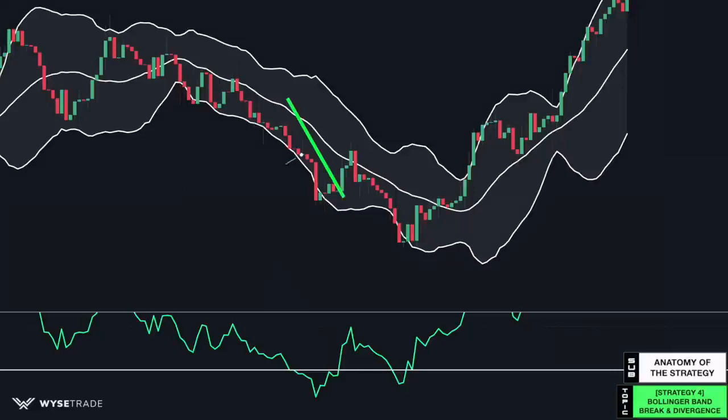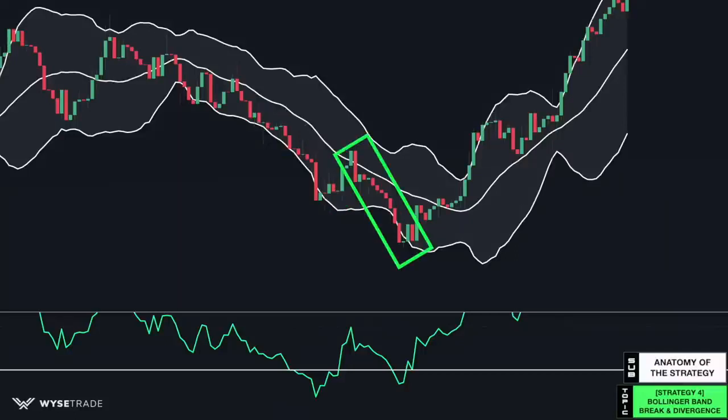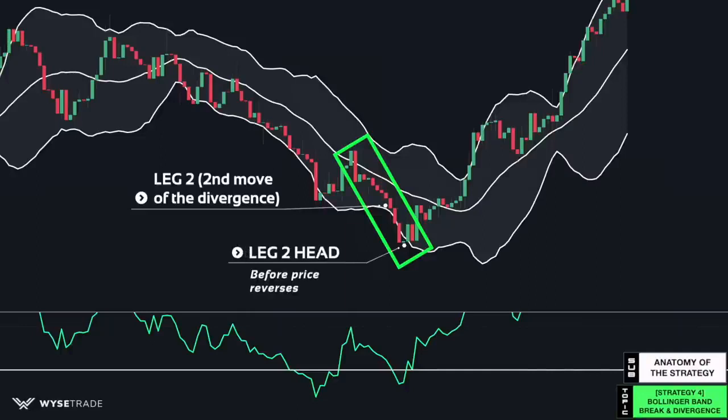Also, a quick note. This move here is what we call leg 1. The end of the leg 1 here, before price pulls back, is what we call the leg 1 head. This second movement here that forms the divergence is what we call leg 2. The end of the leg 2 here is what we call the leg 2 head.